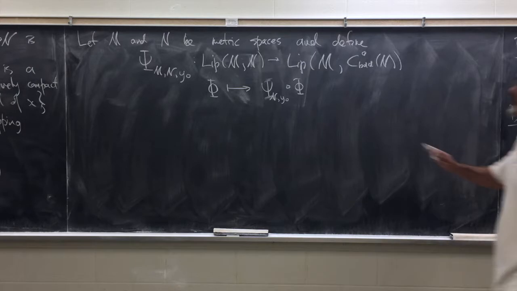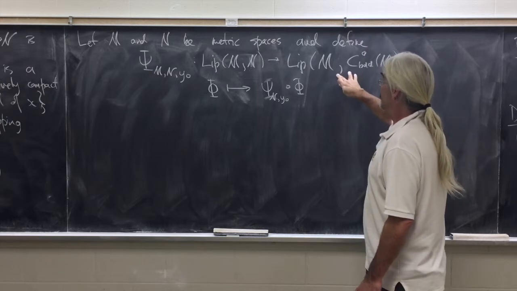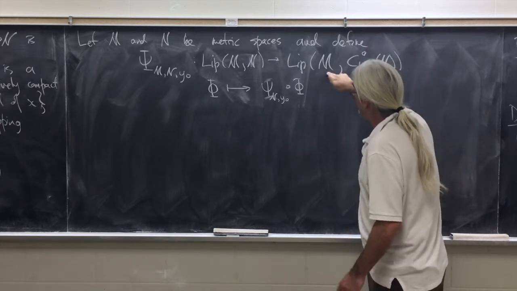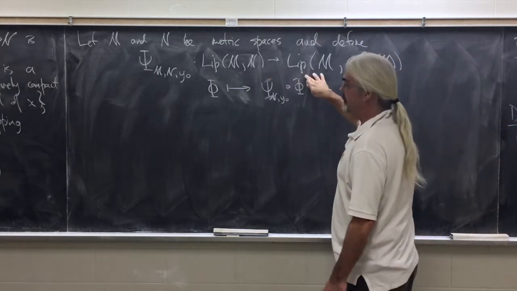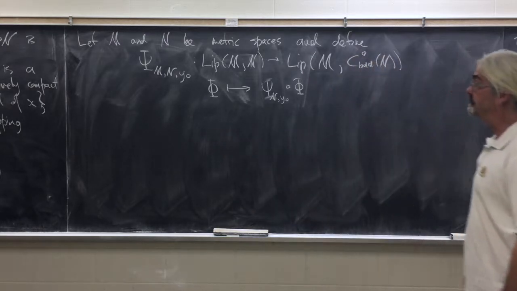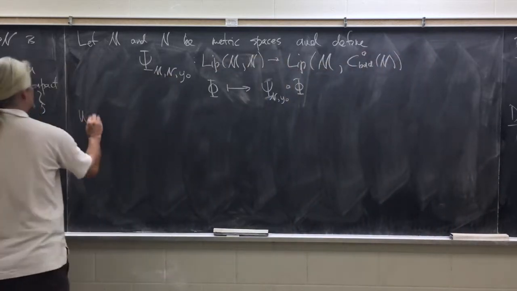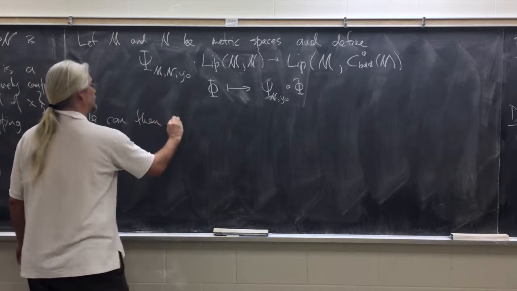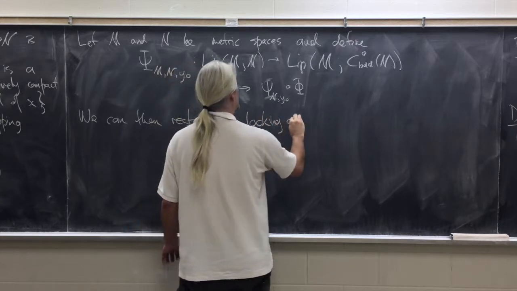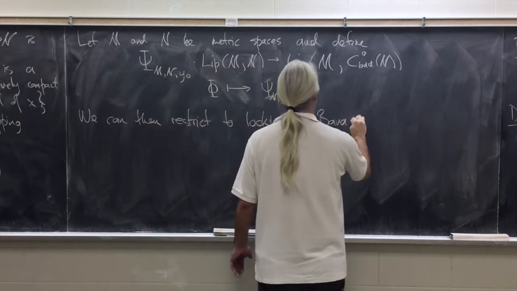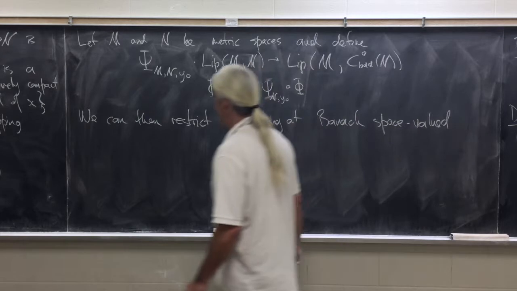Essentially, this is the map that takes a mapping from M into N and gives you a Banach space valued mapping on M. If it's Lipschitz here, it's Lipschitz there because that mapping is an isometry. So the point is that we can then restrict to looking at Banach space valued functions on metric spaces.